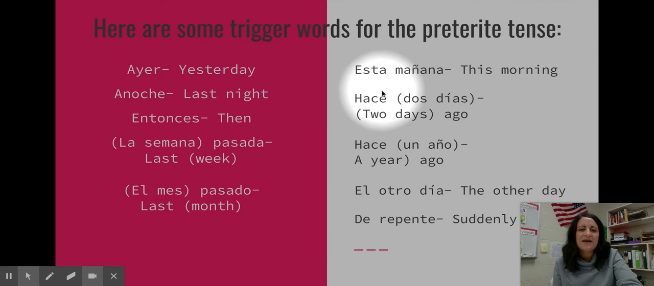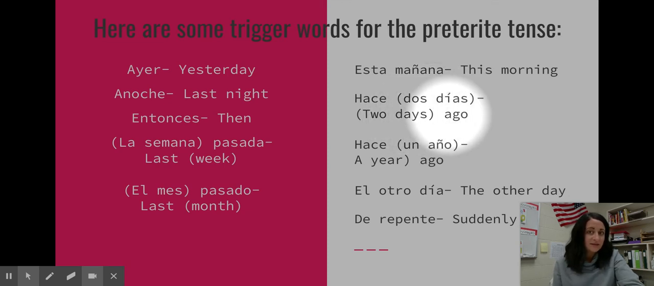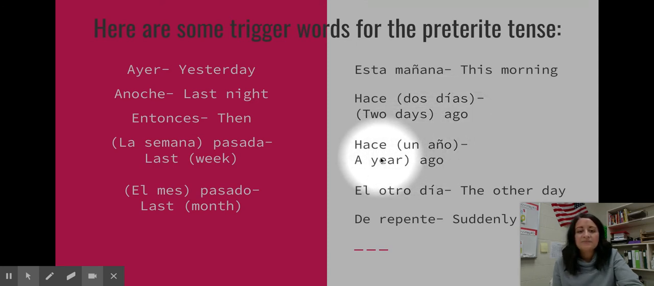So we can say without question, oh, it happened at this moment. Okay, some others. Esta mañana means this morning. This morning, I woke up at 7 o'clock. Well, when did that happen? This morning, which is done. Hace 2 días. 2 days ago, I brushed my dog. Again, when was that? It was 2 days ago. Hace un año. A year ago, I went to Florida. When did that happen? A year ago. We know it's done. El otro día. The other day, I was riding in my car when I saw a chupacabra. When did that happen? The other day.